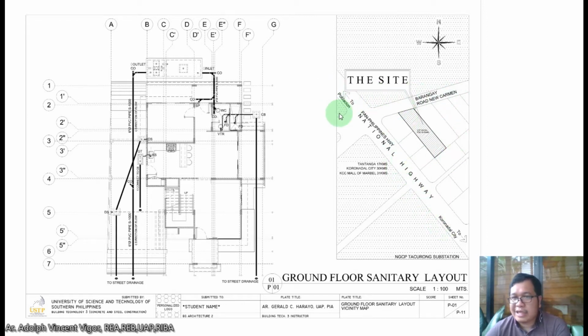You indicate the highway, then the orientation to the north, then the different streets, and also well-known landmarks in the area. Now for the ground floor sanitary layout, I'll make this bigger.